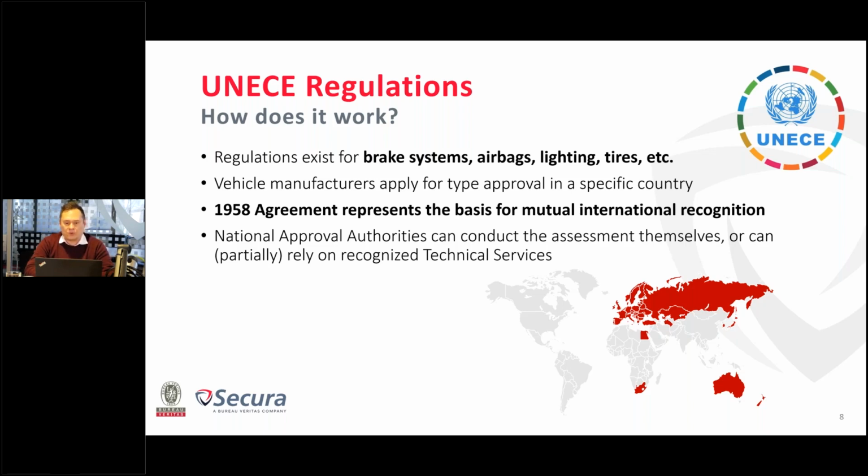Therefore, one thing that got introduced already quite a long time ago is the idea of mutual recognition agreements between countries which are members of UNECE. The most important of such agreements is called the 1958 agreement. The number stands for the year when the agreement was first initiated and the first countries joined this agreement.